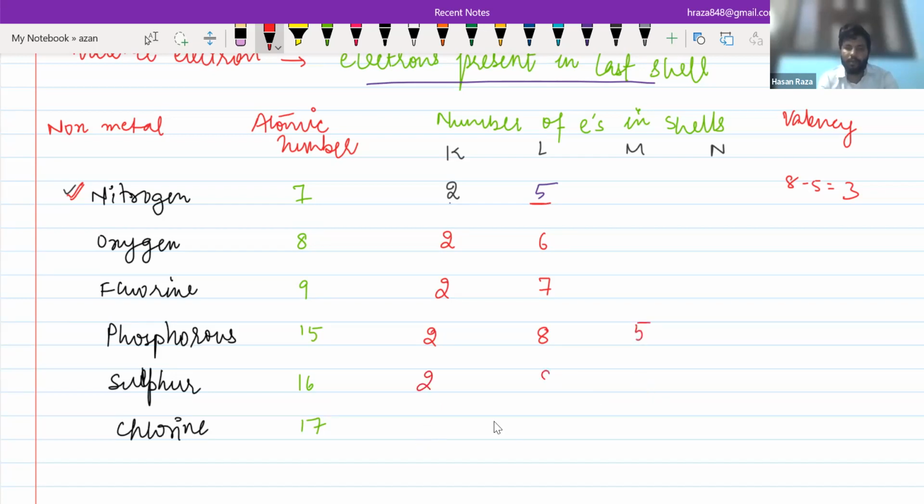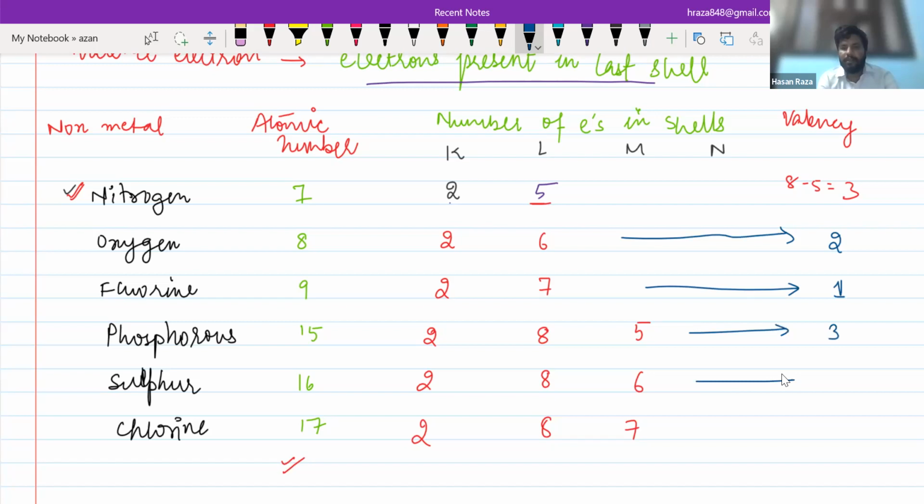Now 2, 8, 6, and again 2, 8, 7. Because its atomic number is 17, that means the number of electrons is 17. So in the first shell, 2 electrons will go, and in the second shell, 8 electrons, and we are left with only 7 electrons, which will go in the last shell, that is the valence electrons. Now tell me the valency of this. It will have a valency of 2. What is the valency of this? 1. And what is the valency of this? 3. Valency of this? 2. 1.